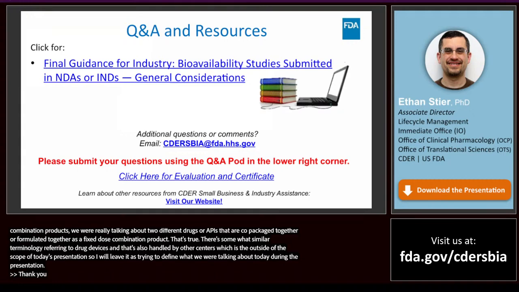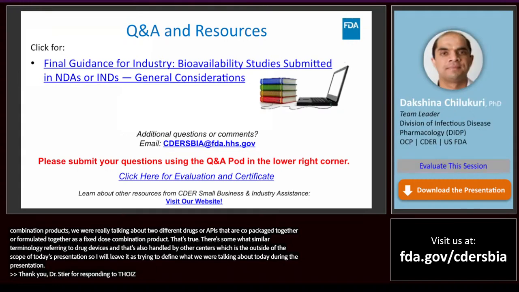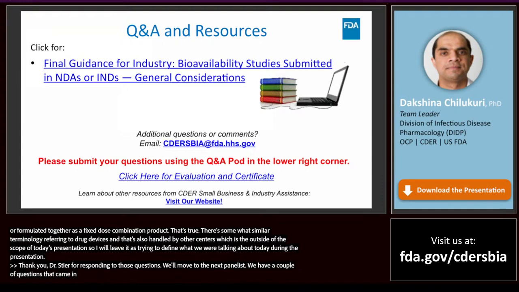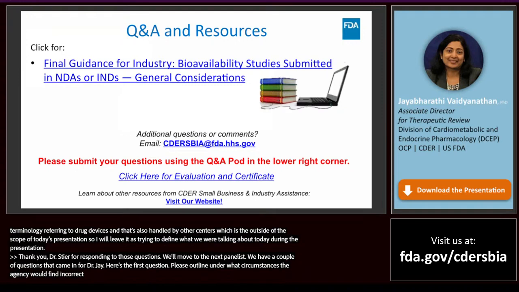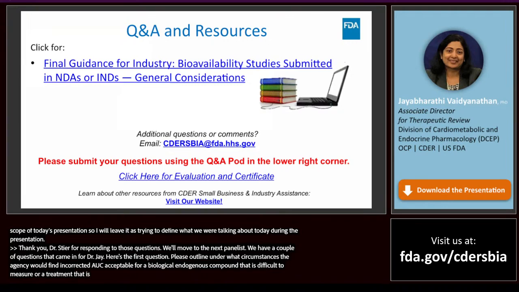Thank you, Dr. Stier, for responding to those questions. We're moving on to our next panelist. We do have a few questions that came in for Dr. Jayabharathi Vaidyanathan, and here is the first question. Please outline under what circumstances the agency would find uncorrected AUC acceptable for a biological endogenous compound that is difficult to measure, or a treatment that is unsafe to interrupt for washout.